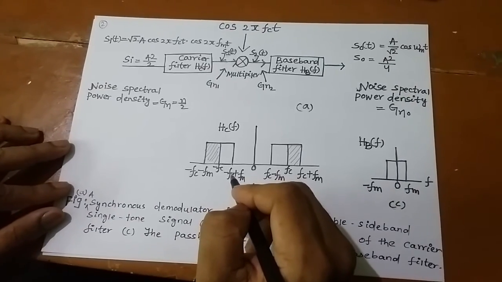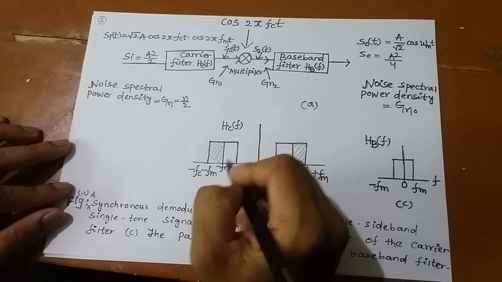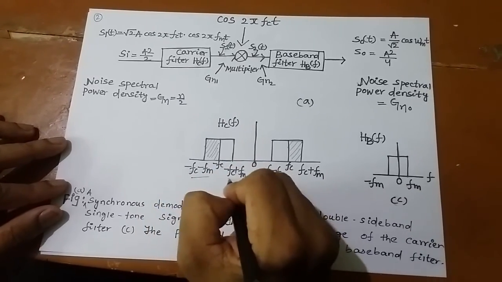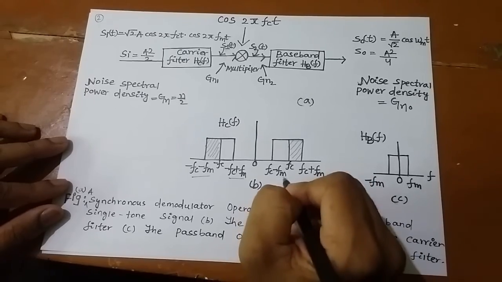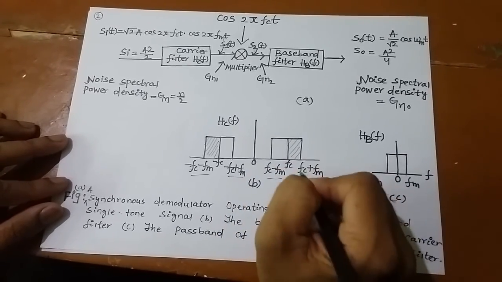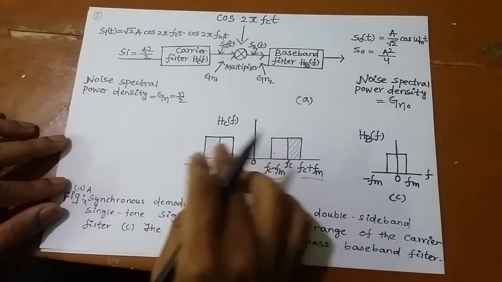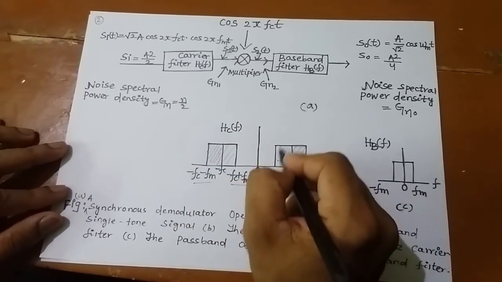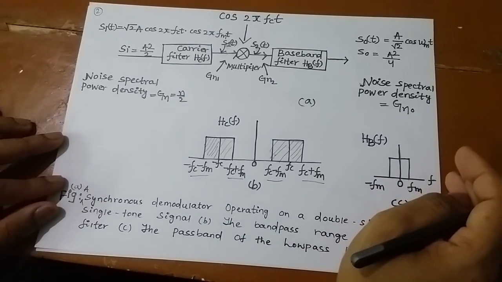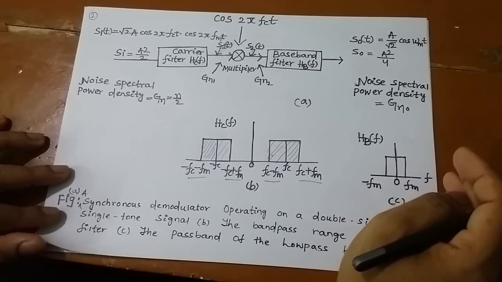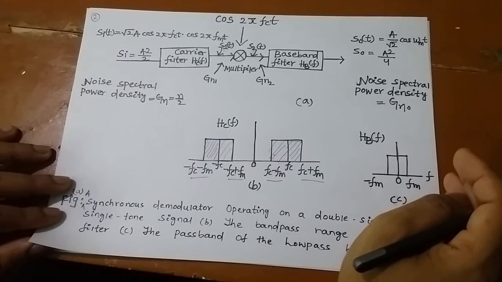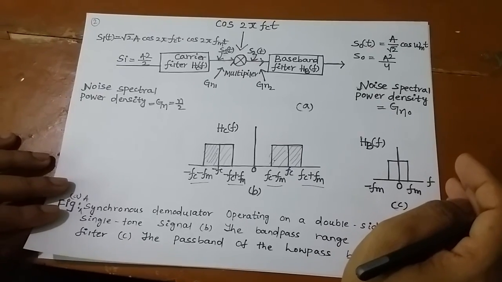In double sideband suppressed carrier, the filter contains both fc minus fm and fc plus fm. Here also fc minus fm and fc plus fm, that means both upper sideband and lower sideband are present in the double sideband suppressed carrier. Now let us calculate the signal to noise ratio of the double sideband suppressed carrier.